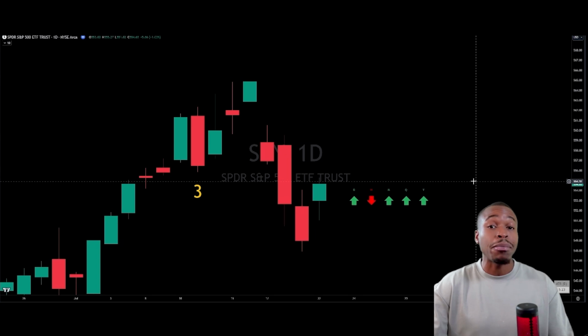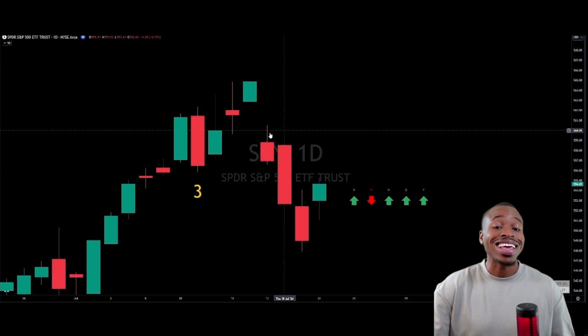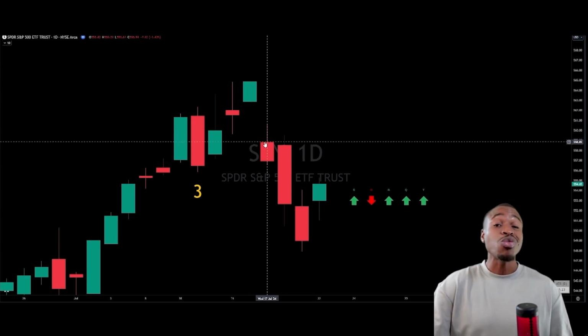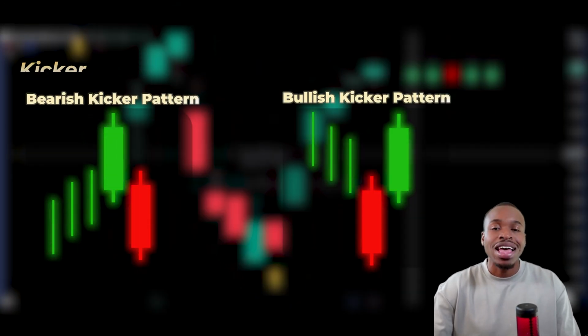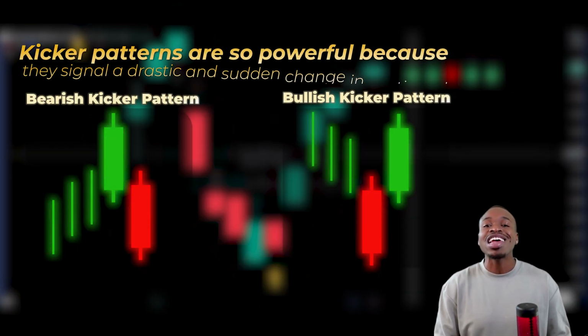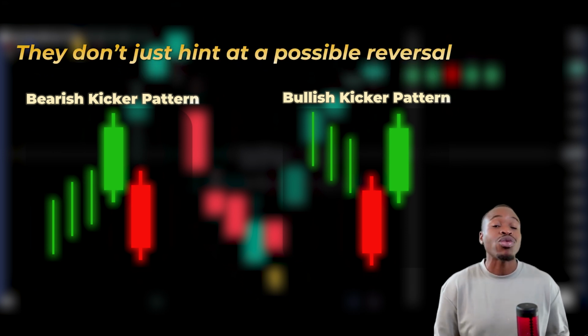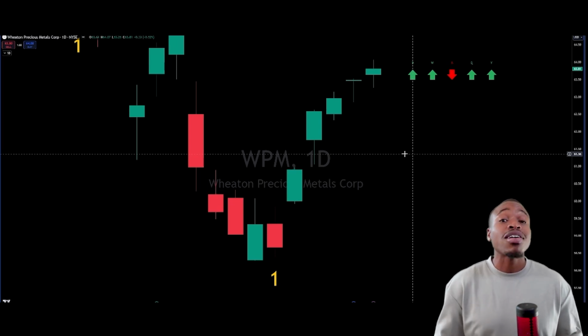What's the logic behind the bearish kicker pattern? The bearish kicker pattern occurs when sellers enter the market with such intensity that it overwhelms the buyers, causing them to get out of their positions, which increases selling pressure. The gap down in the second candle represents a sudden shift in sentiment, leaving little room for doubt about who's in control. Now, why are kicker patterns so powerful? Kicker patterns are so powerful because they signal a drastic and sudden change in sentiment. They don't just hint at a possible reversal, they shout it. And this is why kicker patterns often lead to such strong follow-through moves.